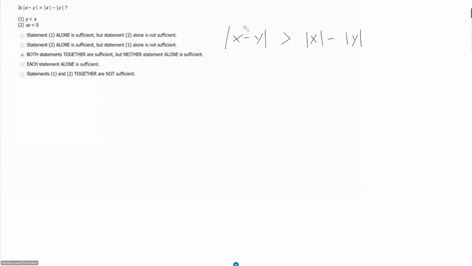So what is this saying? Absolute value can be thought of as the distance from 0. So in this case, if we want our left side to be greater than our right side, what we want is when we subtract y from x, to be getting further away from 0 than we were before. And so when will that be true? Well, there's two cases I can think of.